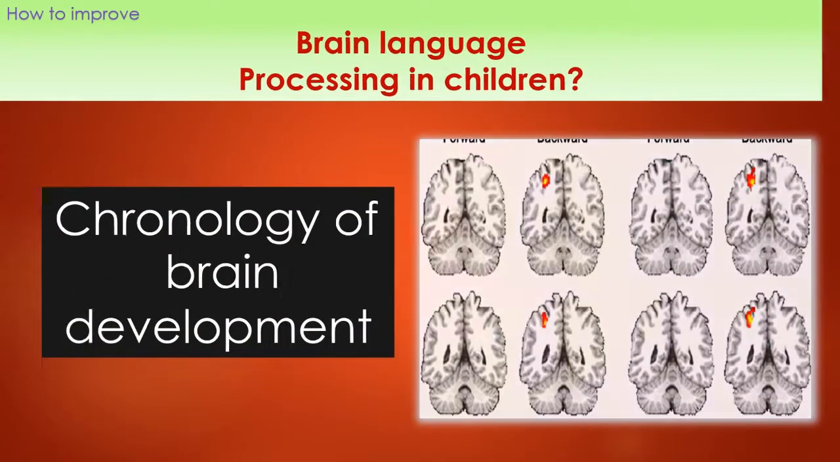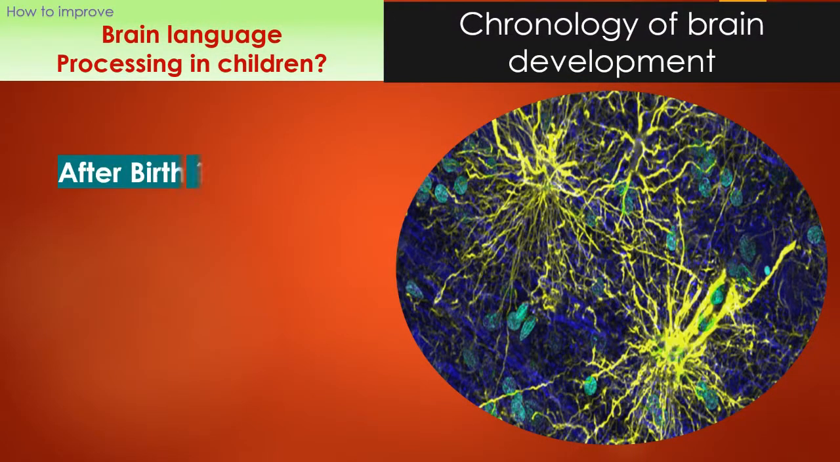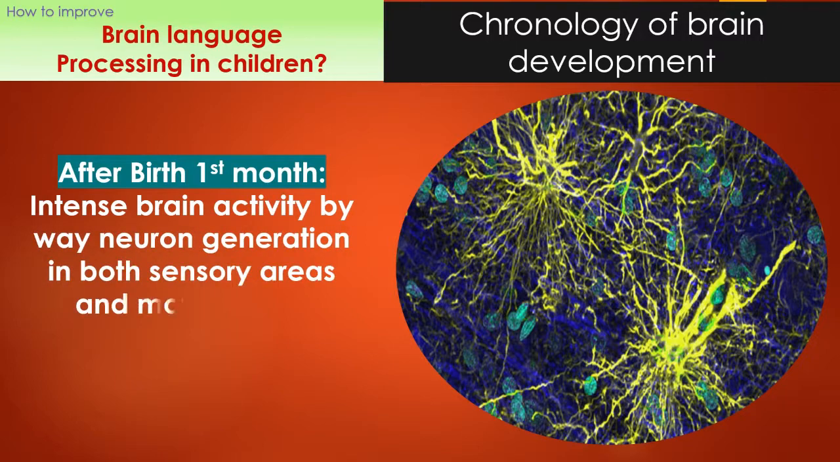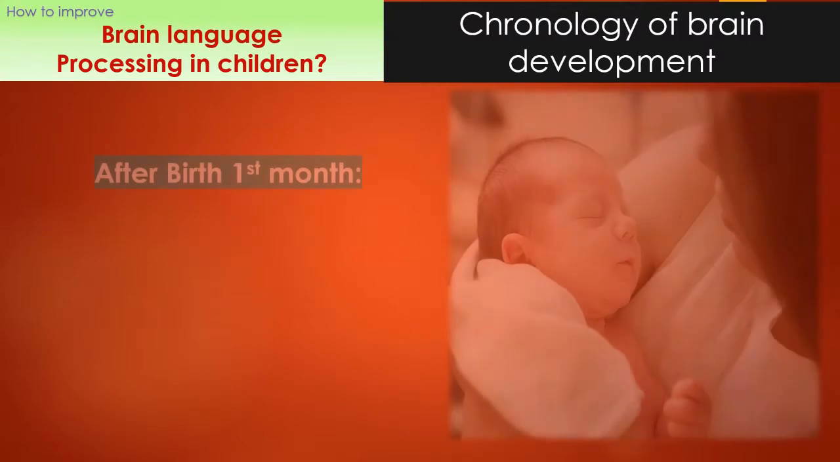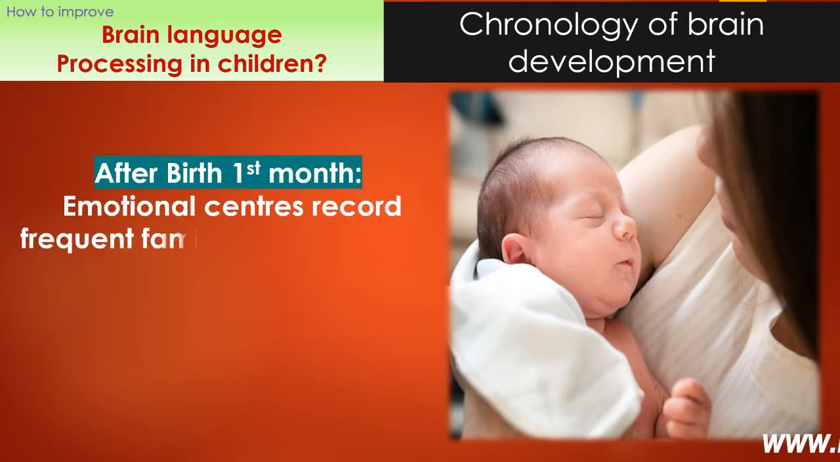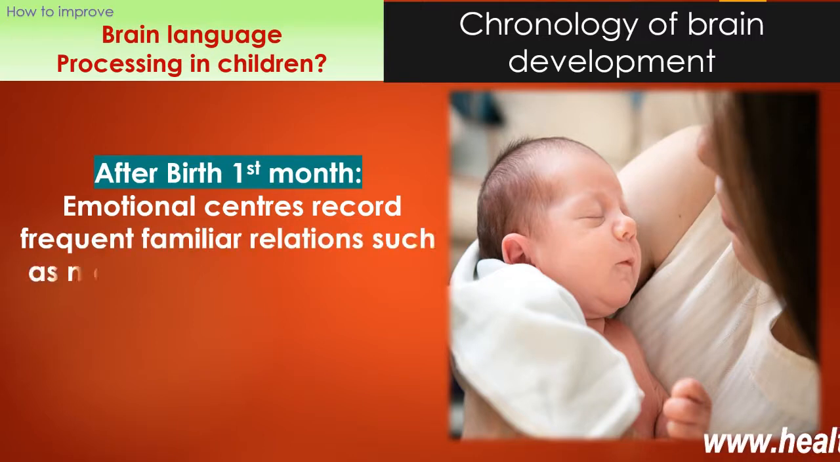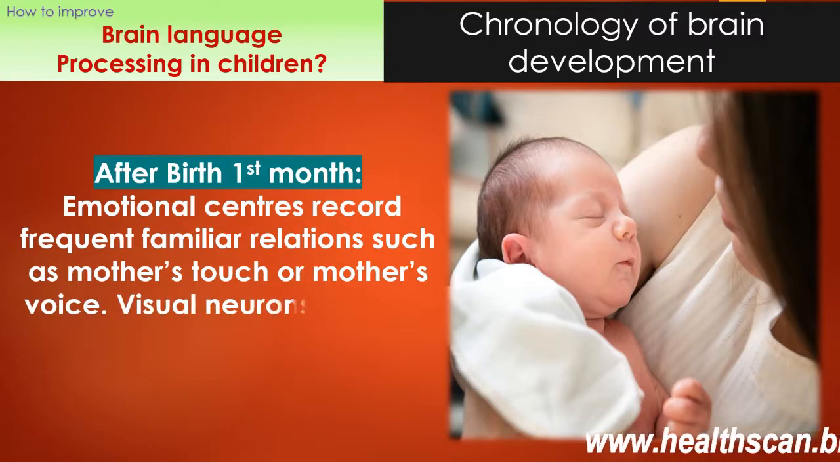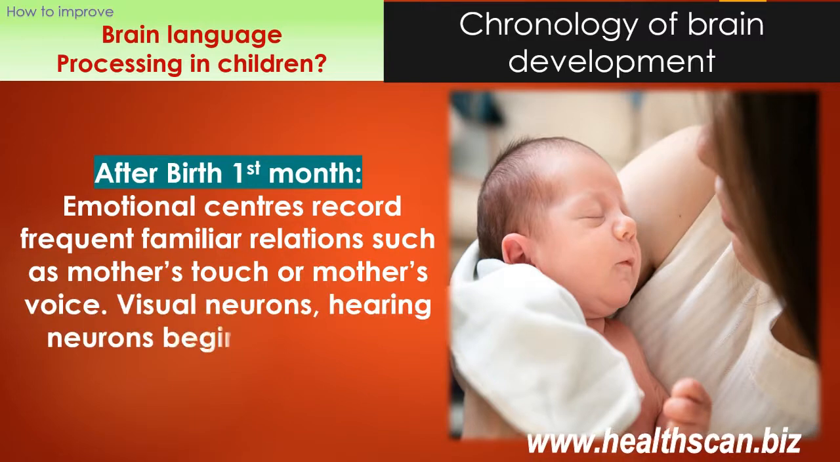Chronology of brain development. After birth, first month. Intense brain activity by way of neuron generation in both sensory areas and motor areas. Emotional centers record frequent familiar relations such as mother's touch or mother's voice. Visual neurons, hearing neurons begin to work and respond to light, sound.